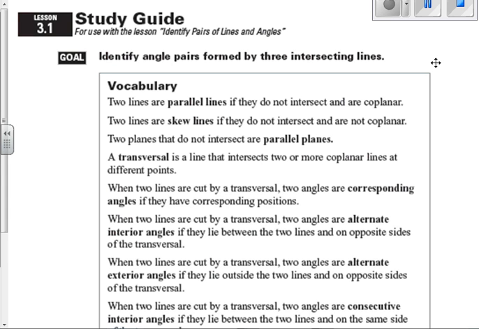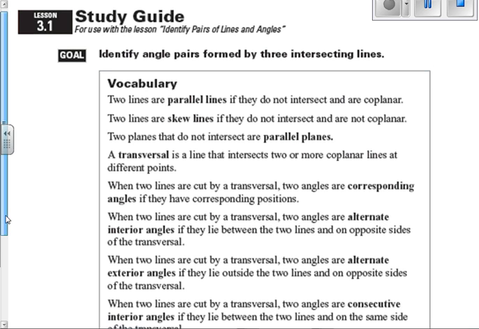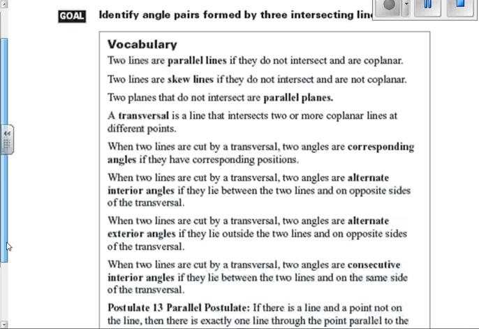We're looking at identifying pairs of lines and angles. So we have a lot of vocabulary words to get through, so let's get through that. I'm going to slide this up a little bit.